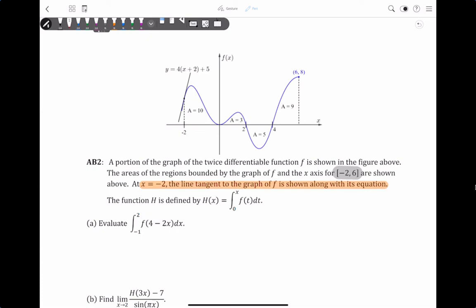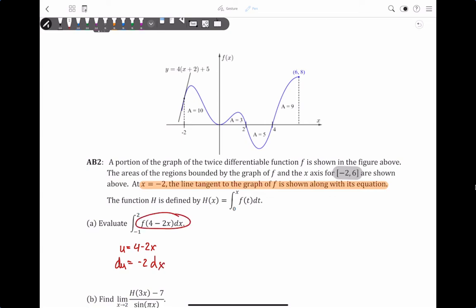Part A is saying let's integrate f of 4 minus 2x with respect to x from -1 all the way to 2. Now, we can't simply look at this graph and integrate from -1 to 2 because that's not the way it works. We can only do that if this was just f of x. But because it's not, we already know we have a u substitution, a composite function going on here. So we're going to say u is 4 minus 2x. Therefore, du, its differential, is -2 dx.